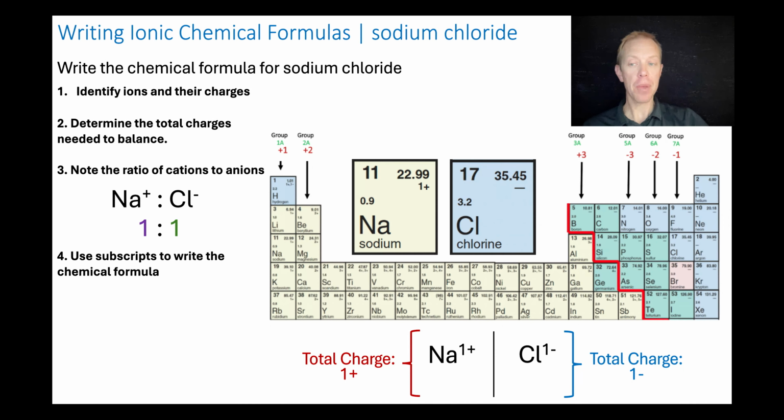The final step is to use subscripts to write the chemical formula. To do this, we'll use that ratio we found in step number 3, and those will become our subscripts. So we had one sodium cation and one chlorine anion. So now we have our subscripts and our chemical formula, but chemists do not write subscripts of 1. Instead, when we want to write the formula for sodium chloride, it's just going to be NaCl.